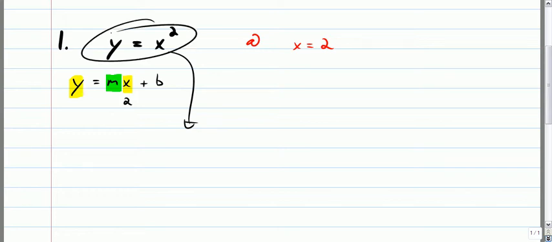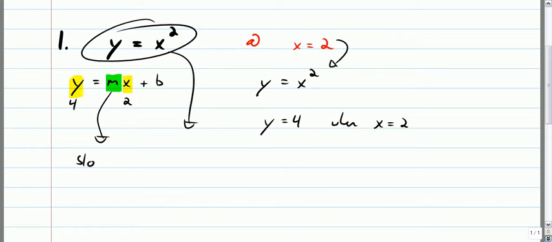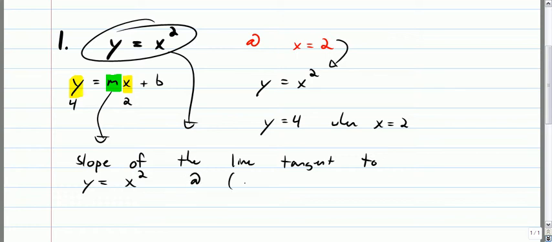And we have the equation of the curve. It says, hey, if you square x, you can get y. And our x is 2. So y equals 4 when x is equal to 2. So we know the x, we know the y, we don't know m yet. That's the slope. And this slope is going to be the slope of the line tangent to y equals x squared at the point (2, 4).